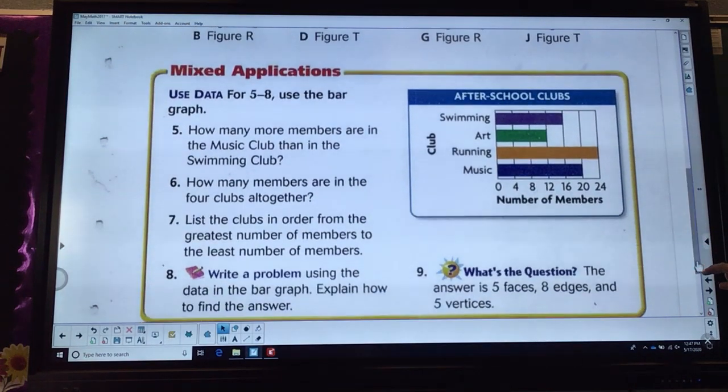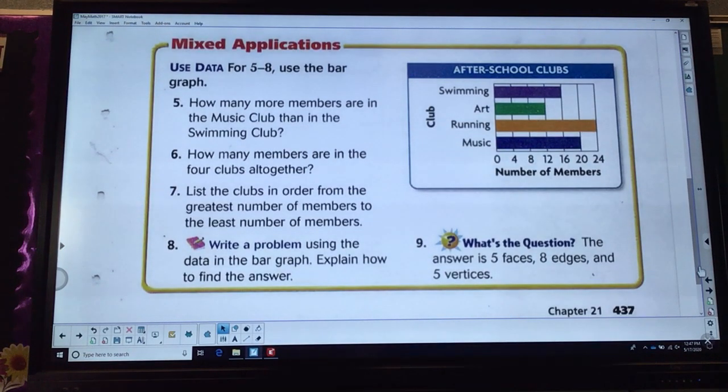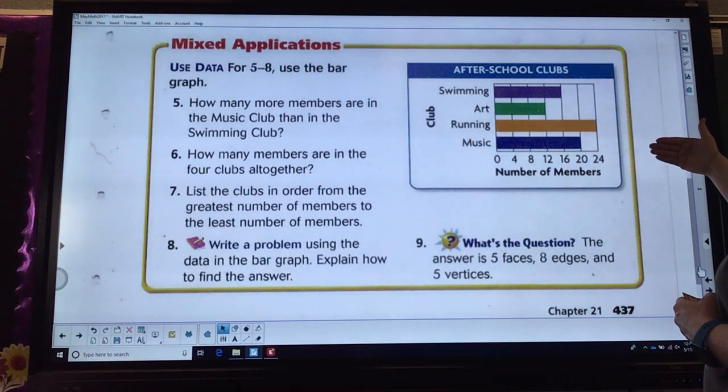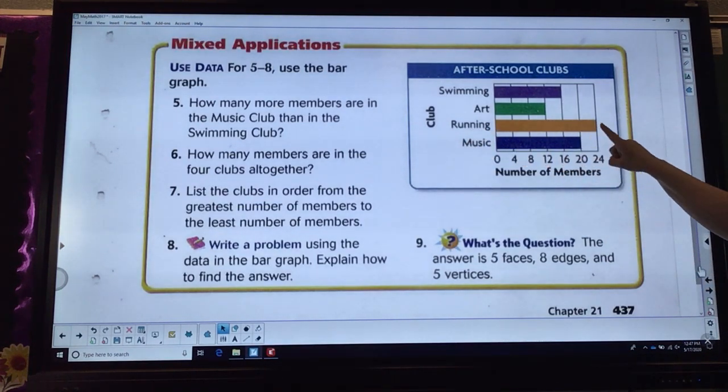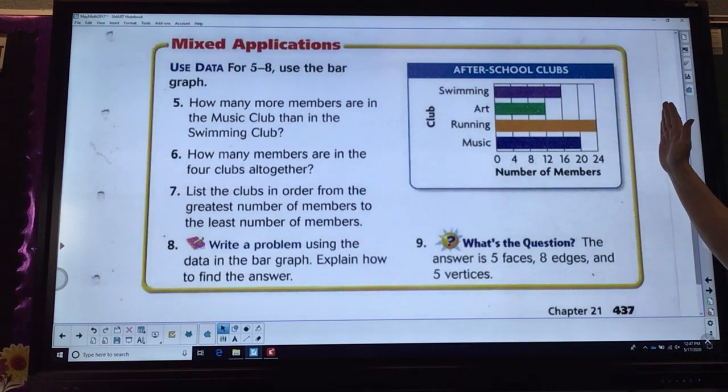And this last little tiny part here, it says use data for 5 through 8. Use the bar graph. That's what this is right here. If you take a look at it, what kind of a bar graph is it? It's what we call a horizontal bar graph because our information is horizontal rather than vertical. Number 5 says, how many more members are in the music club than in the swimming club? Okay? We have to take a look at our information there.